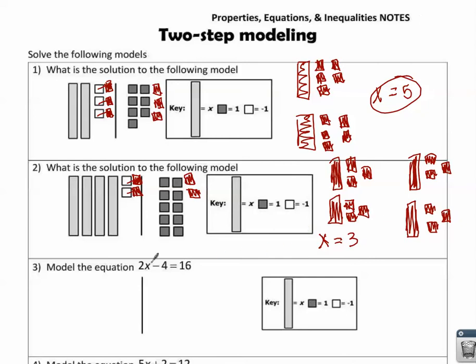Let's try modeling. Here it says I have 2x minus 4 equals 16. So I have 2 x's minus 4, remember a minus is a negative, equals 16.